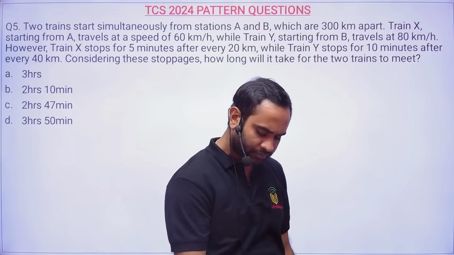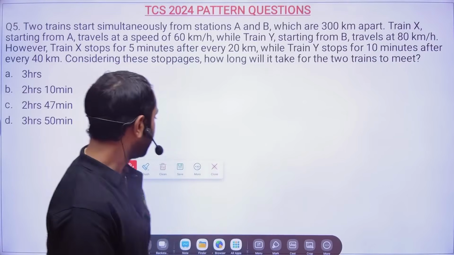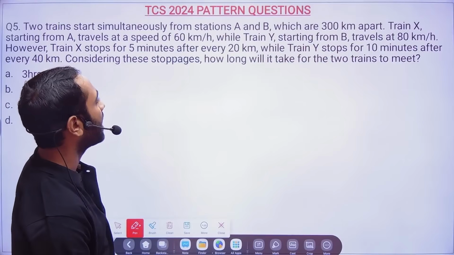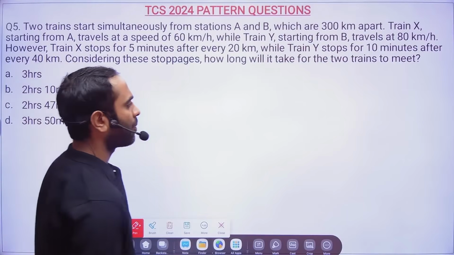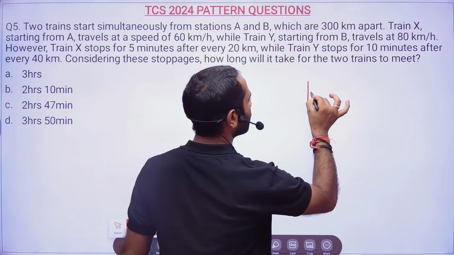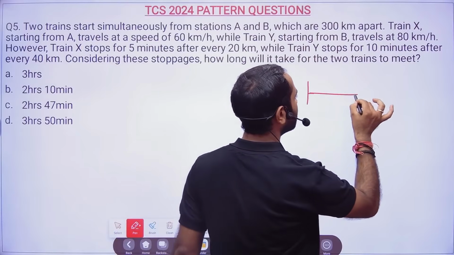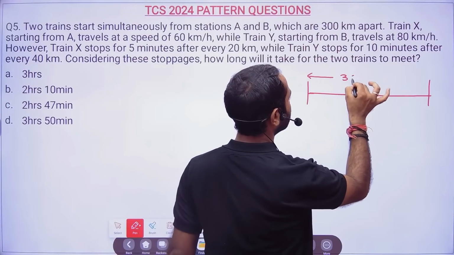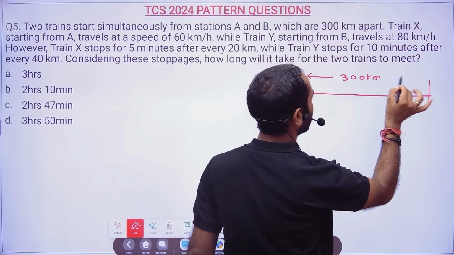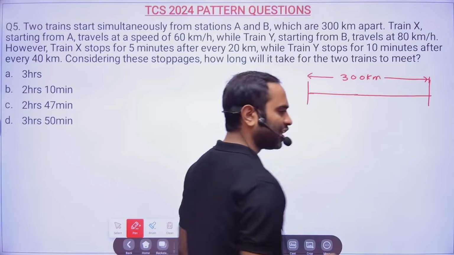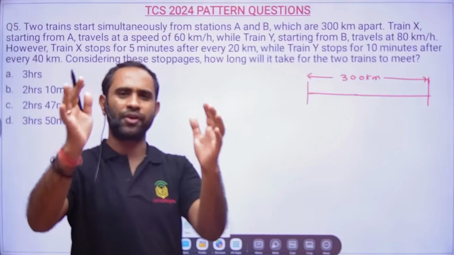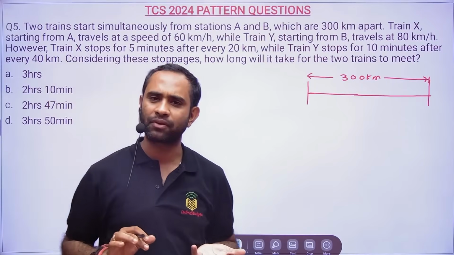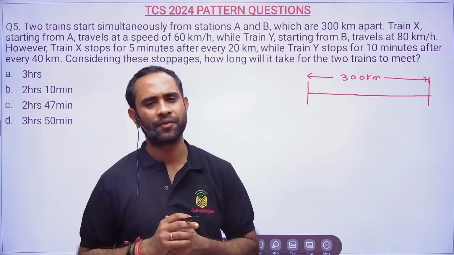Now, friends, here if you try to see, two trains start simultaneously from station A and B, which are 300 kilometers apart. Very good question. Okay, so two trains are there, 300 kilometers apart. But friends, this particular question you could have solved logically without doing calculation. First, let me do the calculation, and then we will try to understand.